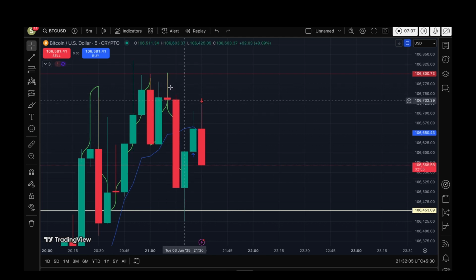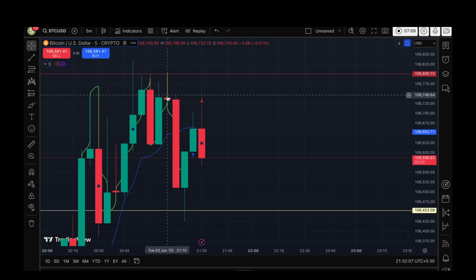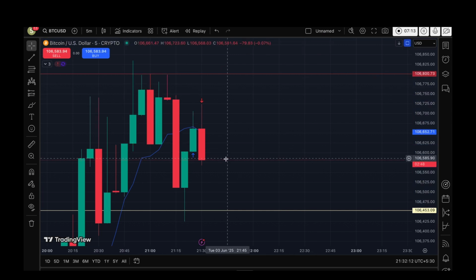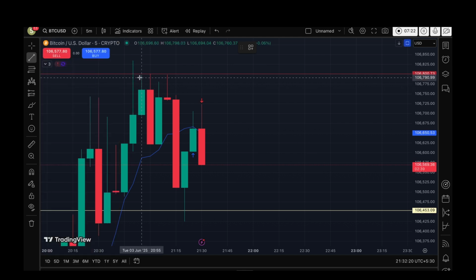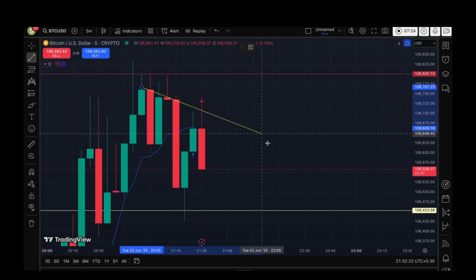I think the market is following something. I don't know actually. Something is going on. I think it's going downside, a down trade. I don't know.